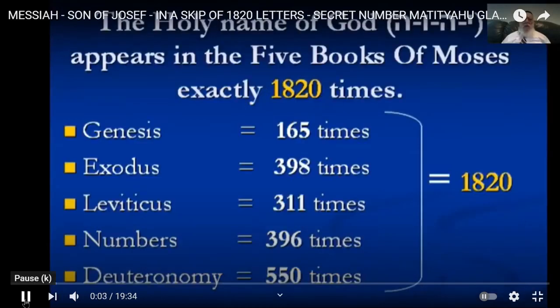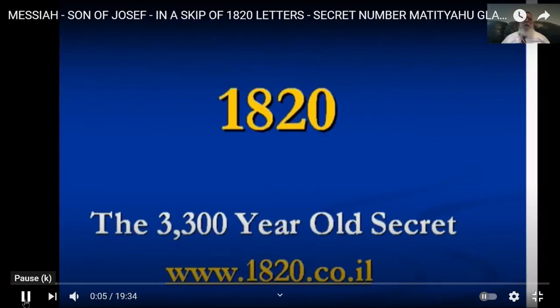Before showing you a very interesting, significant table about Messiah, son of Joseph, which appears in the Torah in a skip of letters 1820. Now this is a number which is called the secret number.